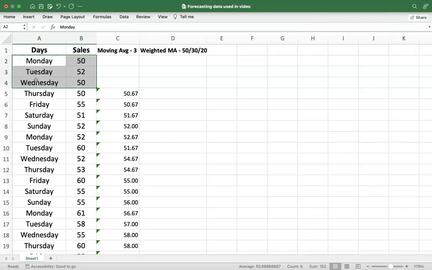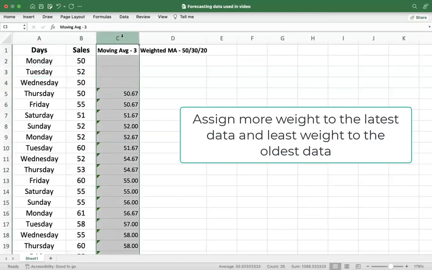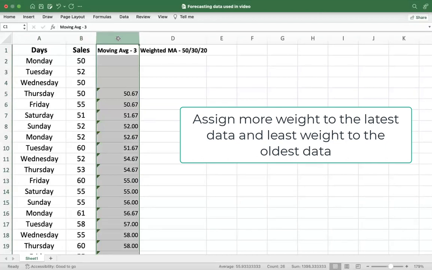So we want to assign them some weightage. We say, okay, if Wednesday is more important, let's give it more weight compared to Monday. Now, when we were doing moving average, we were considering that all these three values, Monday, Tuesday, and Wednesday, have equal weight. That was the assumption of moving average. But we know this assumption is not true.